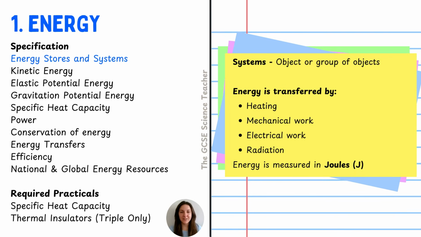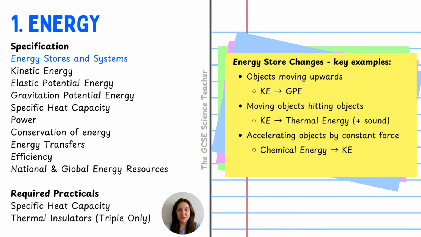Energy stores and systems. A system is an object or a group of objects. Energy is transferred by heating, mechanical work, electrical work, or radiation, and energy is measured in joules (J). Key examples of energy store changes.